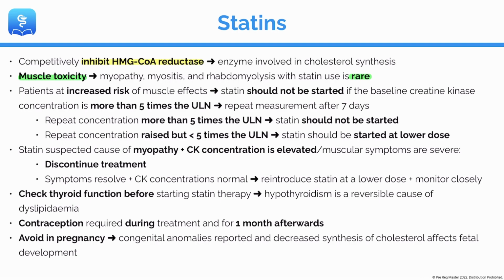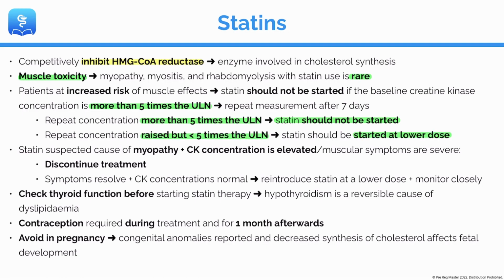In patients at increased risk of muscle effects, a statin should not usually be started if the baseline creatinine kinase concentration is more than 5 times the upper limit of normal. A repeat measurement should be taken after 7 days. If the repeat concentration remains above 5 times the upper limit, statin treatment should not be started. If concentrations are still raised, but less than 5 times the upper limit, the statin should be started at a lower dose.